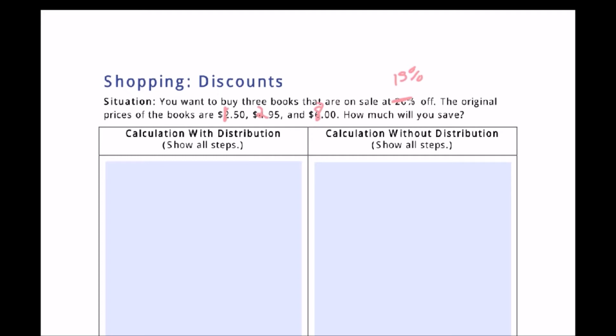So let's start with the with distribution. I changed my 15% to a decimal, and I'm going to multiply it by all those numbers: $1.50 plus $2.95 plus $8. What the distribution looks like is I just show it as multiplying each of those numbers. I'm going to run out of room, so 0.15 times $1.50 plus 0.15 times 2.95 plus 0.15 times 8. So I've got to work all these out.